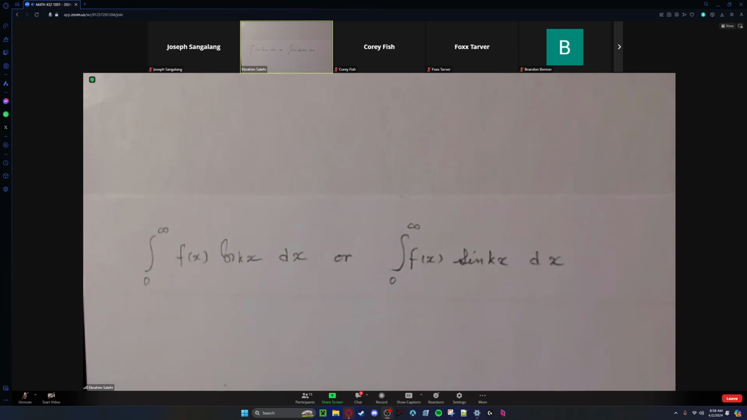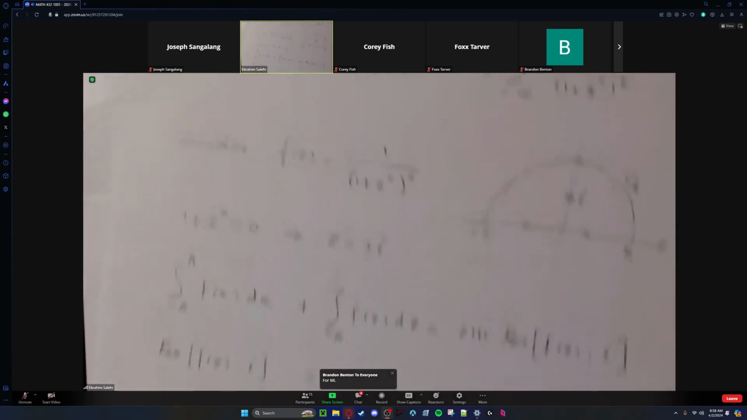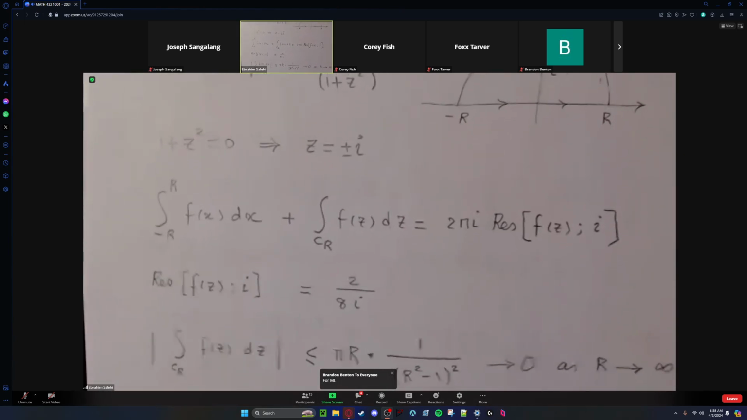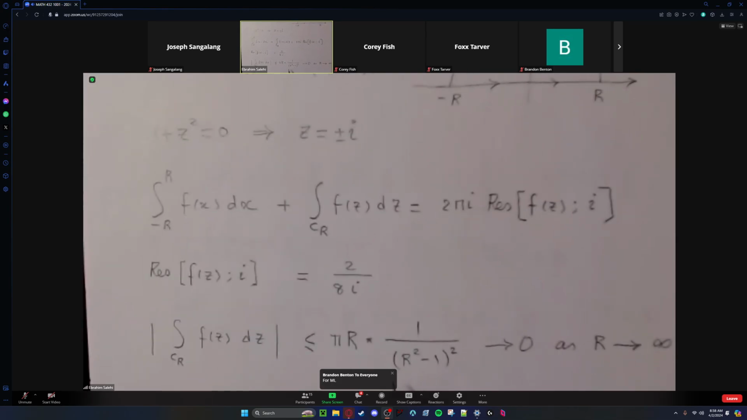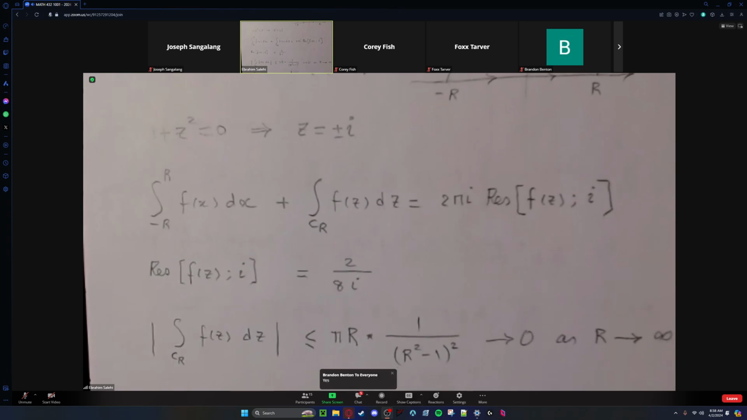Oh, Brandon, are you talking about this part or the ML inequality? Okay, good. Well, here is why such a thing happens.